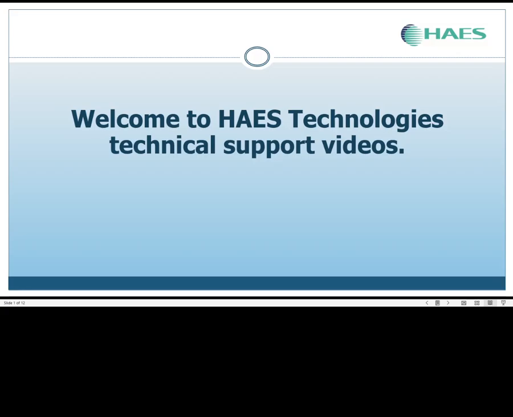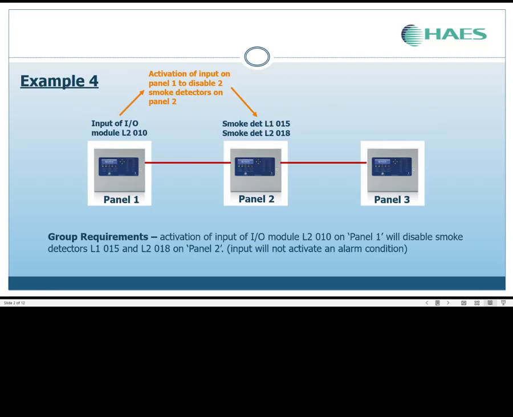In this video, we will look at the setup of cross-network programming. In this example 4, the group requirements are that the activation of an input module on loop 2, address 10, on panel 1 will have the effect of disabling the smoke detectors loop 1 15 and loop 2 18 on panel 2. The input will not activate any other alarm conditions.